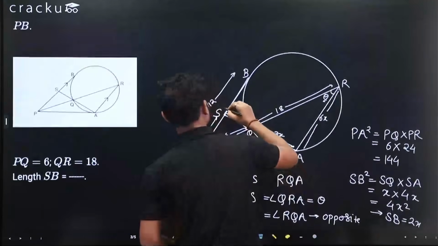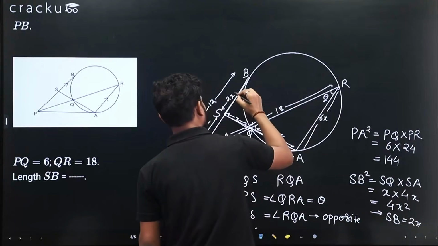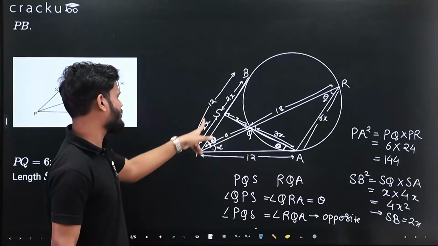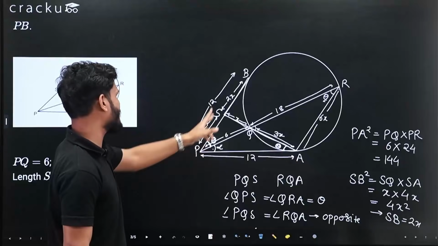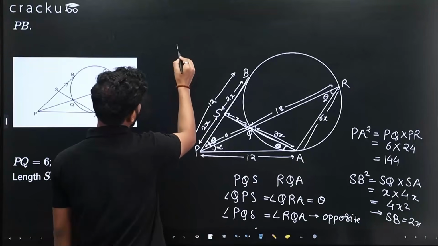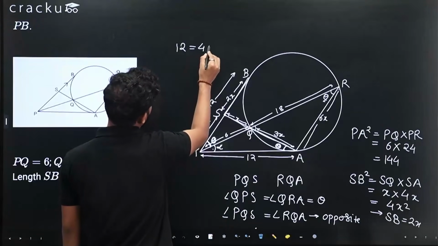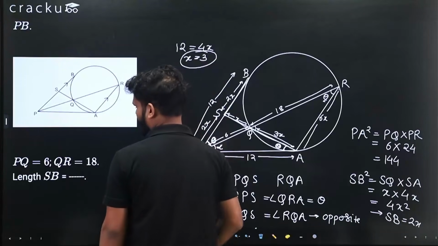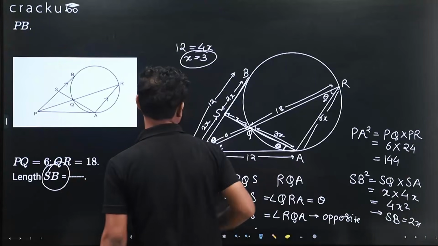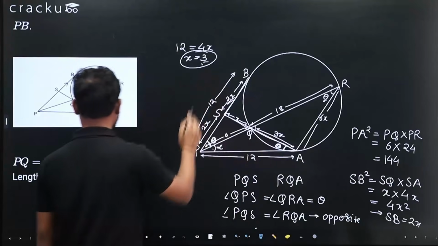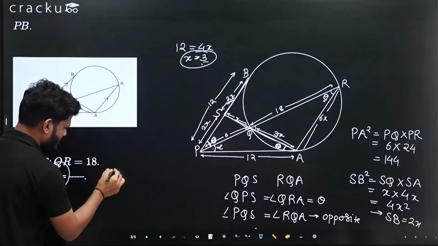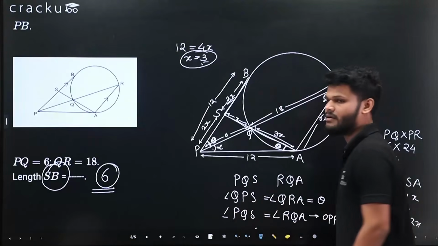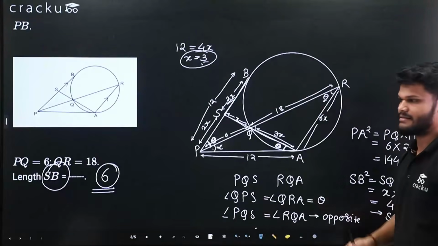So SB is also 2x. Now 2x plus 2x is 12, right? PS plus SB is PB, which is 12. So I can say 12 equals 4x, or x equals 3. What do I need to find? I need to find SB. SB is nothing but 2x. If x is 3, 2x will be 6. So the answer to this question will be 6. This is how you can solve the question by using the similarity of triangles.